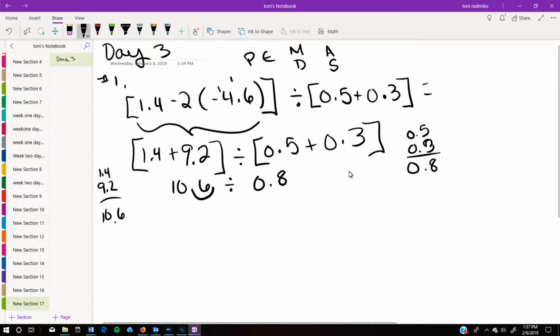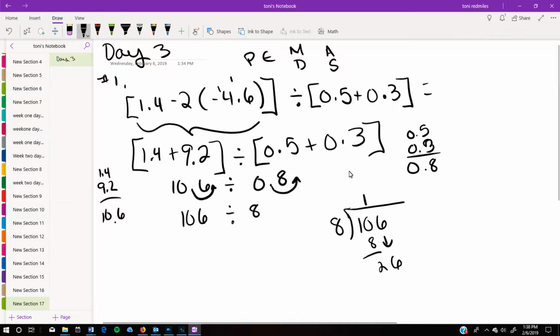So I'm going to move this one place, which means I have to move this one place, and I'm actually dividing these 2 decimals. Okay, so I'm going to put 106 inside the hat and 8 on the outside. And when I divide that through, 8 will go into 10 one time with 2 left over. Drop down my 6. 8 will go into 26 3 times, which is 24. That'll give me 2. 8 will not go into 2, so this is where I put my decimal point.